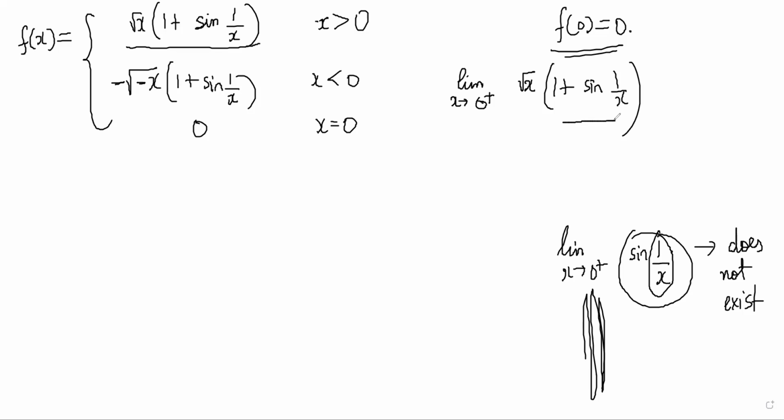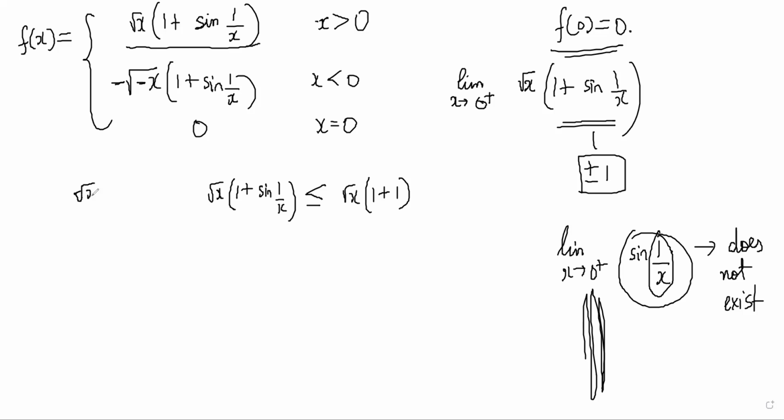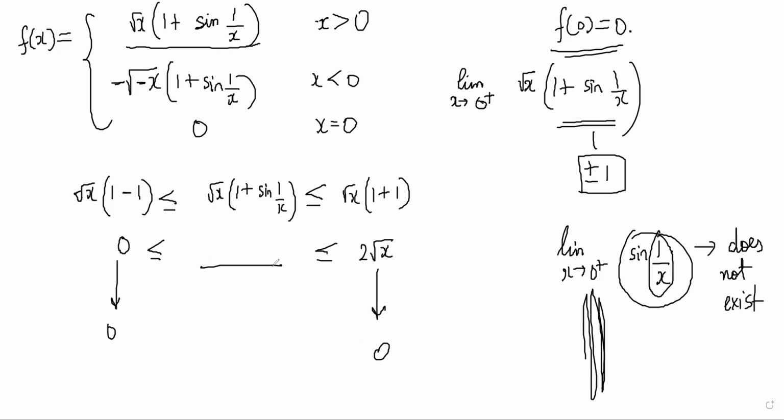However, the problem is that this oscillation, no matter what happens, you can say that it will be between plus minus 1. So what you can say is that root of x times (1 plus sine 1 by x) will be less than or equal to root of x times (1 plus 1), and greater than or equal to root of x times (1 minus 1). Because of the squeeze theorem, this tends to 0, this tends to 0, and these inequalities are valid, so this should tend to 0 because of the outside part. Individually, the limit does not exist, but because of this function tending to 0, it is squeezed and becomes 0.